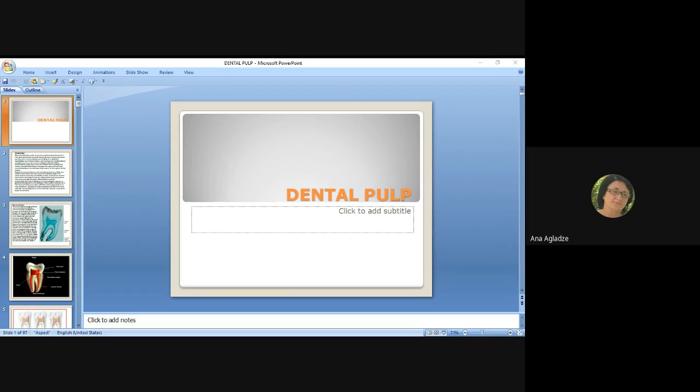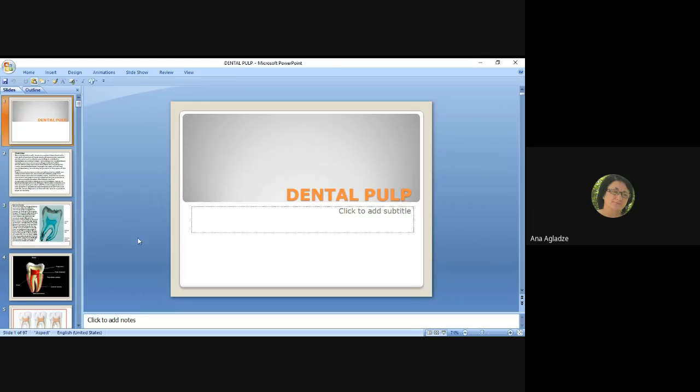We studied mineralized tissues, such as enamel, you know, the most mineralized tissue in the body. Then the dentin, less mineralized, but more than bone and the cementum. And today we discuss the dental pulp, which is very important, but it is soft, loose connective tissue, which is located in the central portion of each tooth.